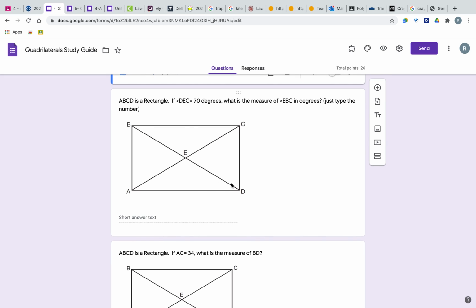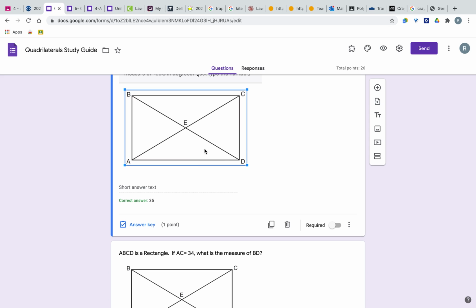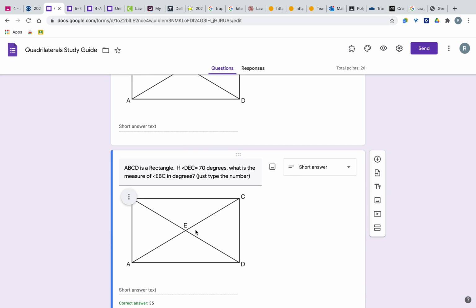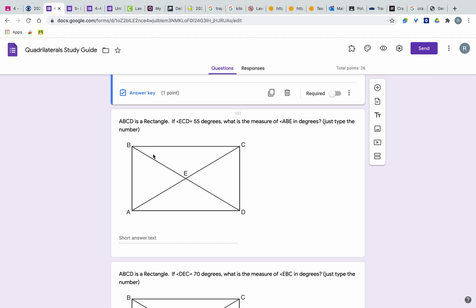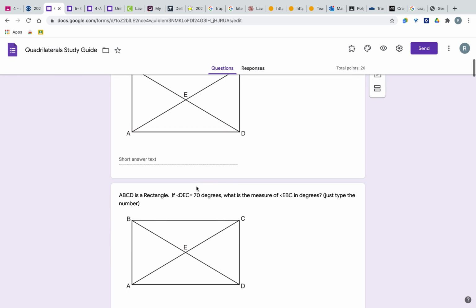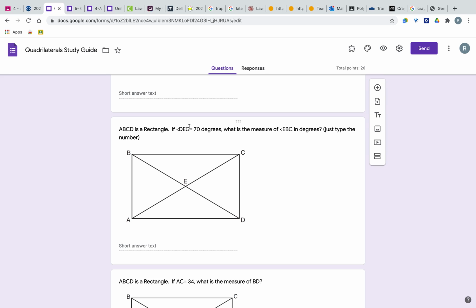Same rectangle. Now we have DEC is 70 degrees. So this angle here is 70 degrees. Wants to know what EBC is. So we're looking for EBC, which is this angle. Sorry, I was looking at it wrong. I'm on the wrong problem. It moved. Sorry about that. So DEC is 70 degrees. It's looking for EBC, which is this angle.